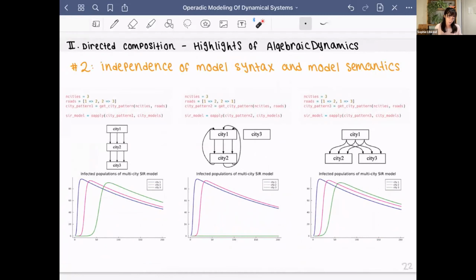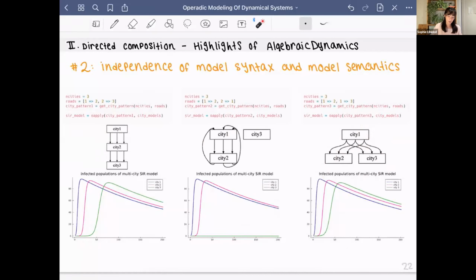So for example, suppose we want to see what the effect of having different roads between cities is. So we have our original, where we have people moving from city 1 to city 2 to city 3. We can imagine this other model where we have people moving from city 1 to city 2 and city 2 back into city 1, leaving city 3 as this isolated island. And finally, we could have this third diagram where we have people flowing from city 1 directly into cities 2 and 3. And now we're going to use the exact same elementary models. So we're keeping the model semantics intact, and we're going to fill each of these patterns with the same SIR models for each city. And we can see the effect that that has on these plots of the infected populations.